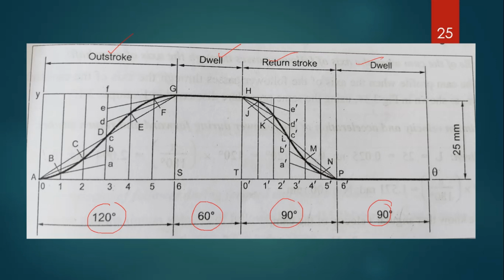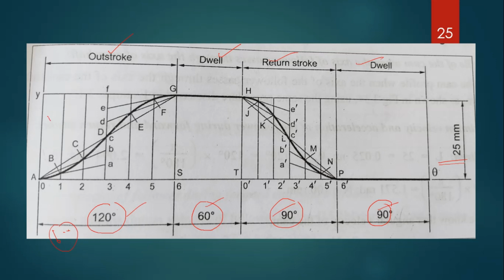First, this is the 25 mm displacement diagram height. First draw the horizontal line of 360 degrees and divide it into 120, 60, 90 and 90 for outstroke, dwell, return stroke and last dwell. The height is equal to 25 mm. Take the 120 degrees outstroke first. Then we divide this outstroke into n number of equal parts, say 6 or 8; 6 is the optimum value. So divide this first outstroke into 6 equal parts.